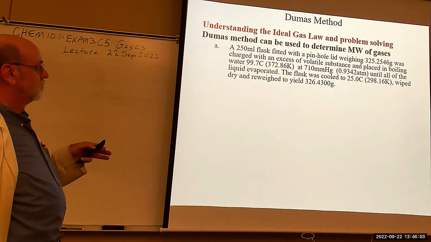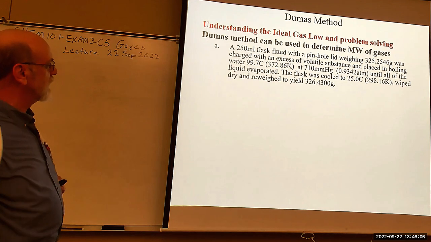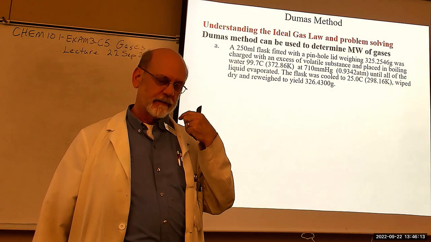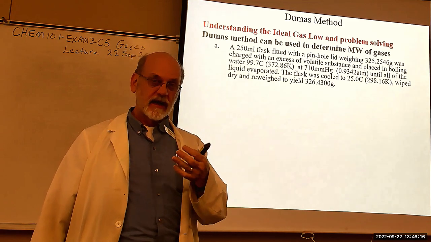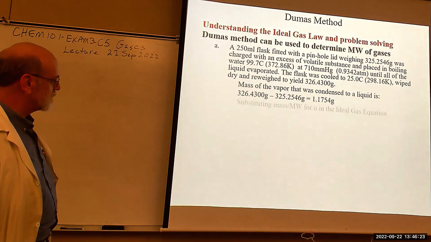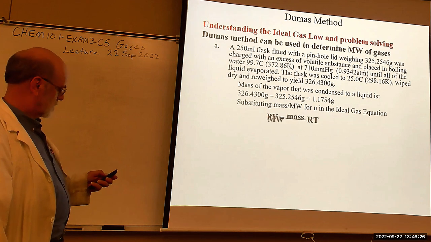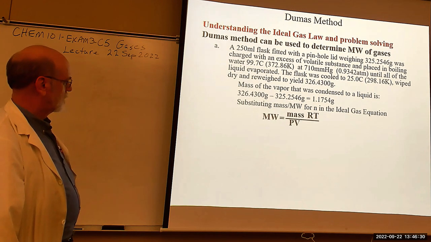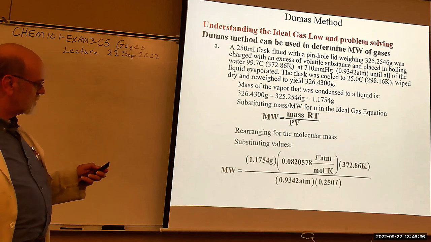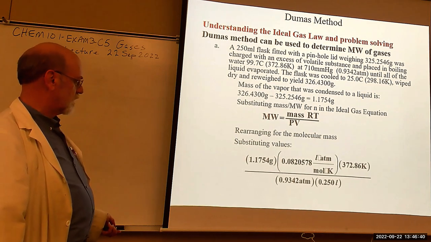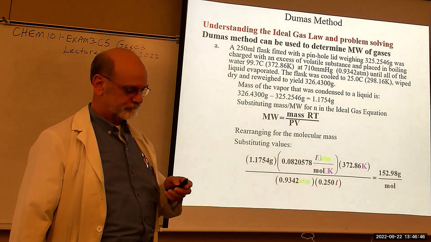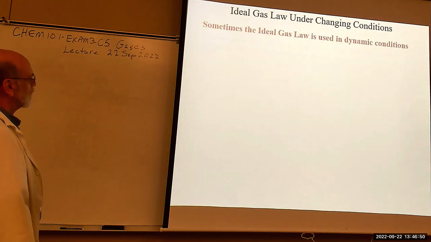Here's an example of determining the molecular weight of a gas by the Dumas method. And I'm not going to spend a lot of time on this because, like I said, when we get to the point where we're going to do the lab, I'm going to go into more detail. So I'm just going to flash this up on the screen. You've got all the information there in that problem. You substitute in the solved equation, and you find that the molecular weight of your gas is 152.98 grams per mole. Okay.